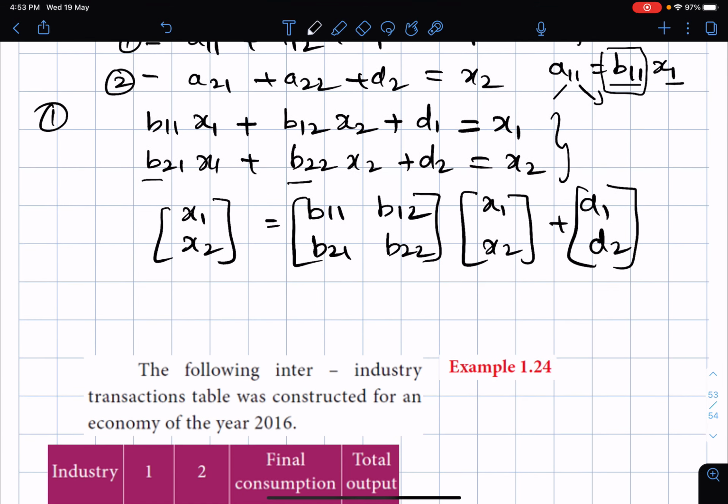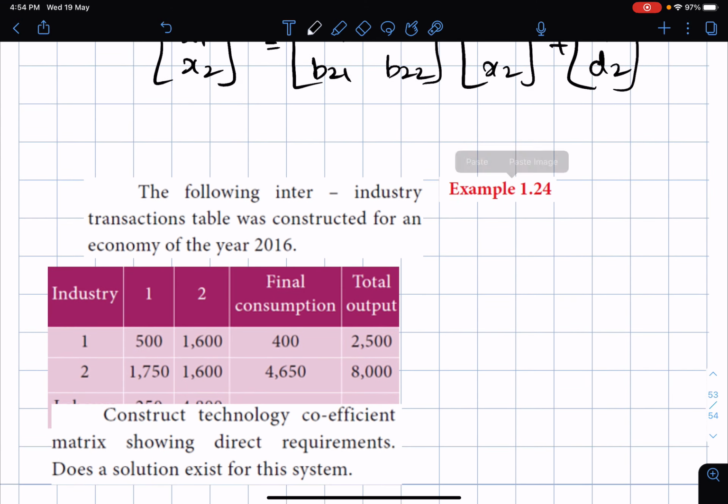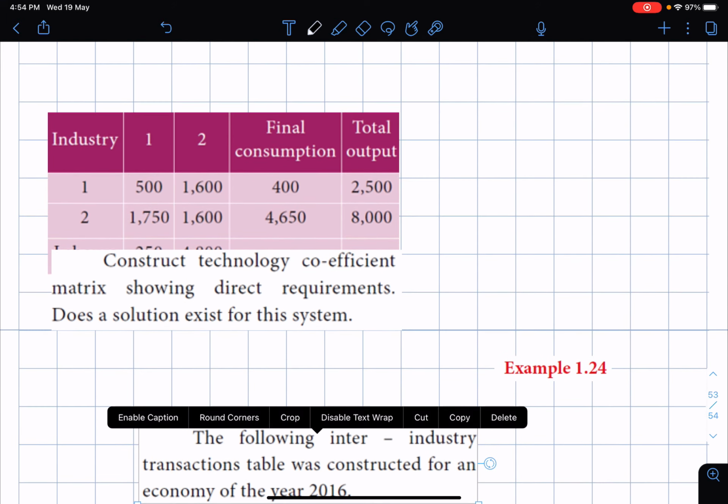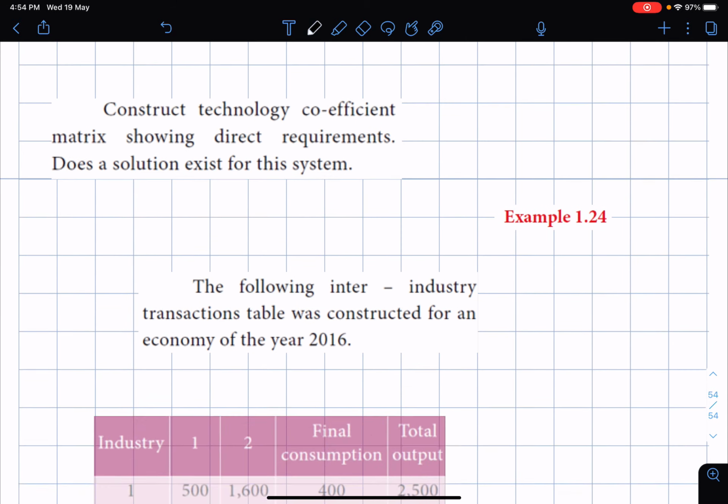So after explaining this, I will go into the example, because when you explain this only you can follow with this example. So after doing this, we will go with this.